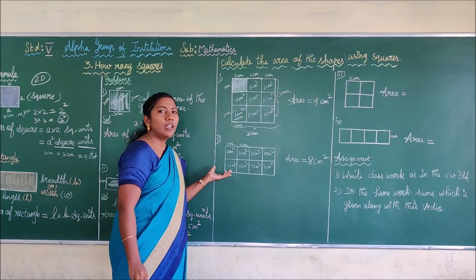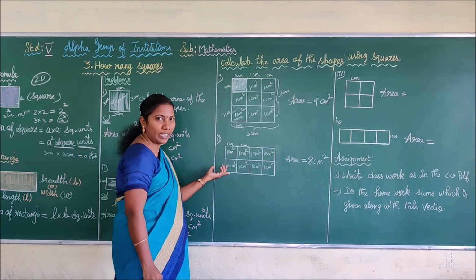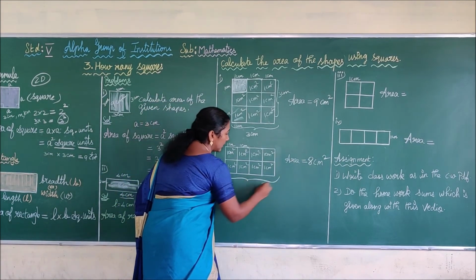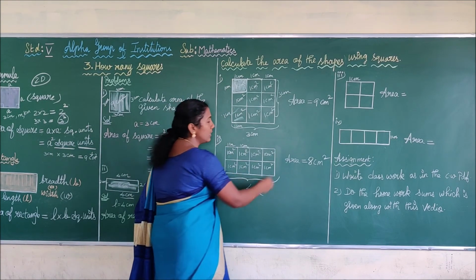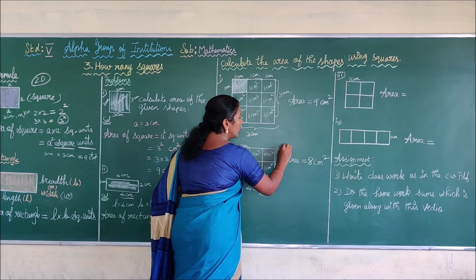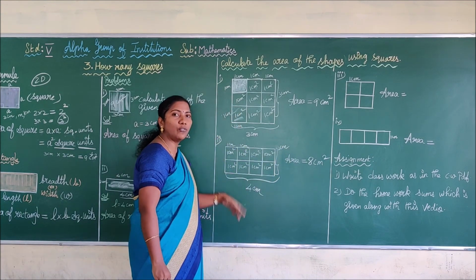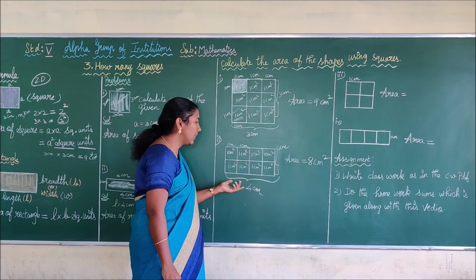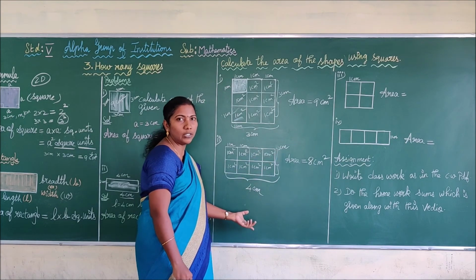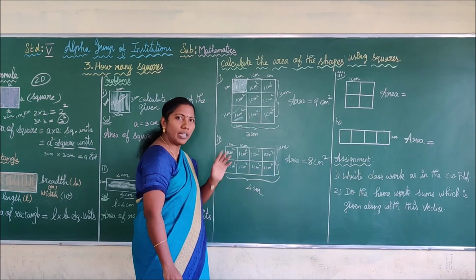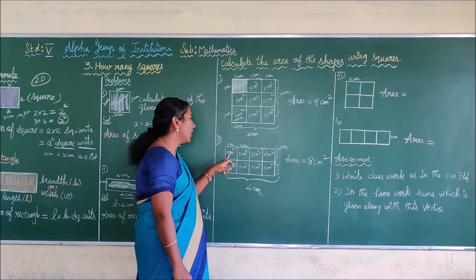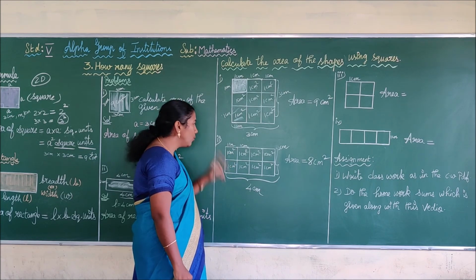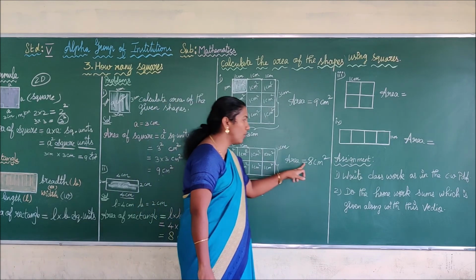What is the shape, children? Yes, rectangle. What is the length of this rectangle? 4 centimeter. 1, 2, 3, 4 centimeter. What is the breadth of this rectangle? 2 centimeters. Already by using the formula we have found the area of the rectangle: 4 into 2, 8 centimeter square. By using the formula we get the same result. By using the squares also we get the same result. Here without using the formula, using the squares, we are finding the area.